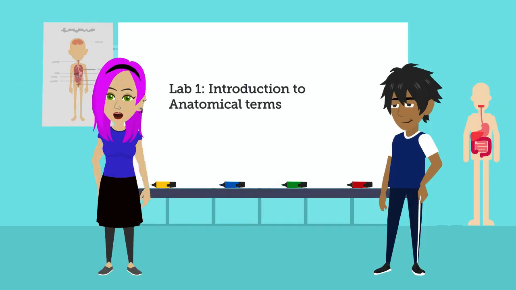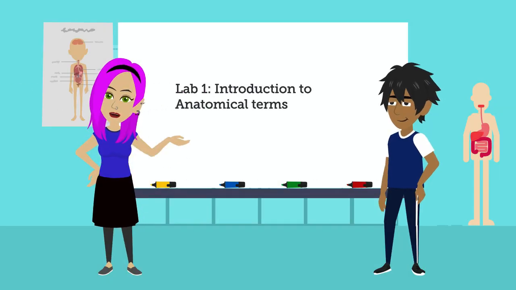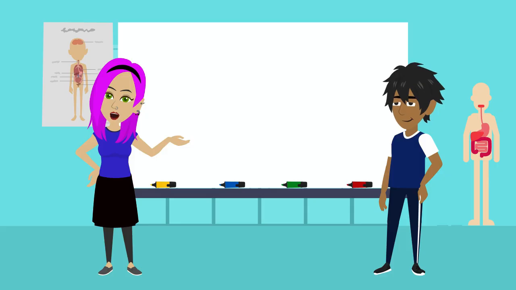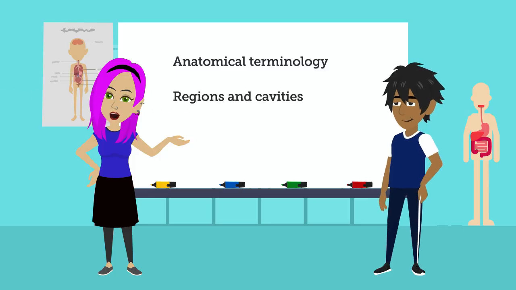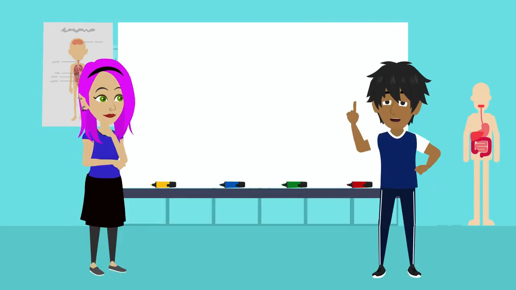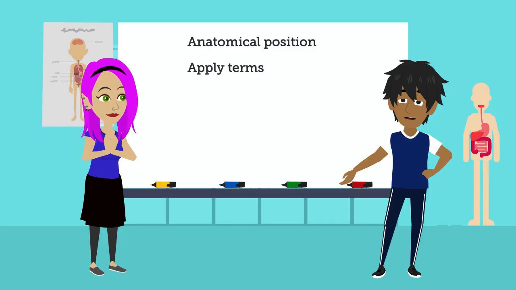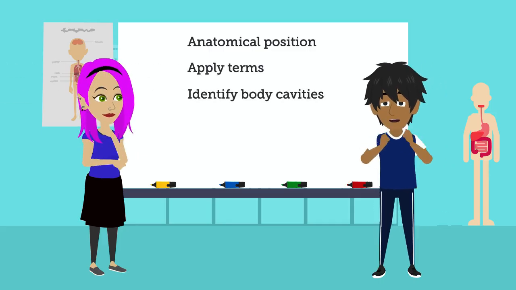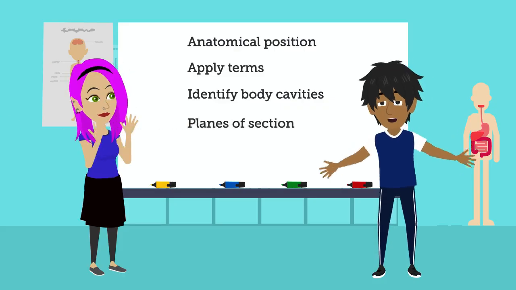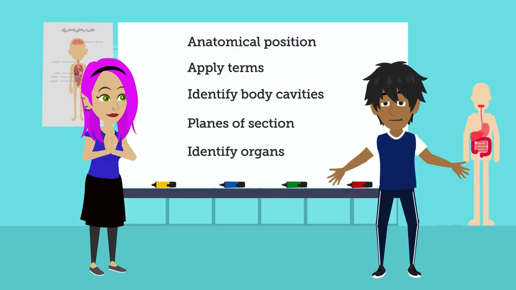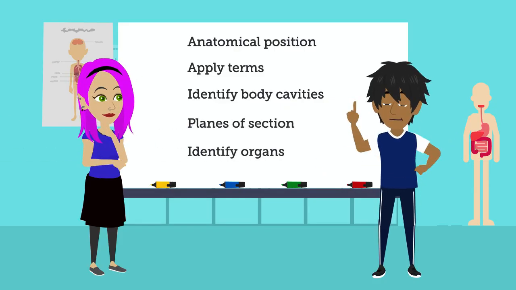Welcome to Lab Number 1, Introduction to Anatomical Terms. In this lab, we'll establish the precise vocabulary needed to describe the human body, its regions and cavities, and the organization of organ systems. By the end of lab, you will be able to describe anatomical position, apply directional and regional terms, identify major body cavities and membranes, name anatomical planes of section, and identify major organs and organ systems.